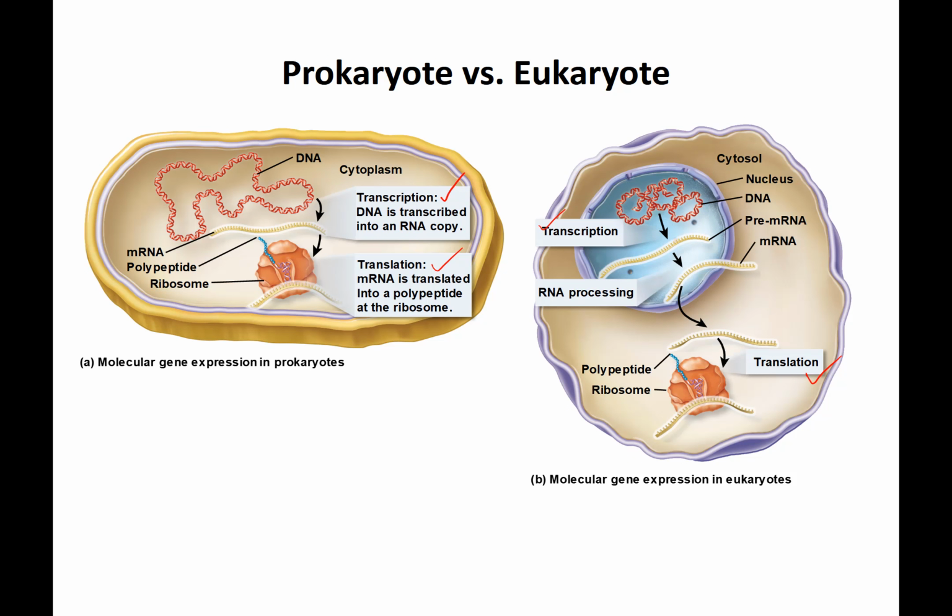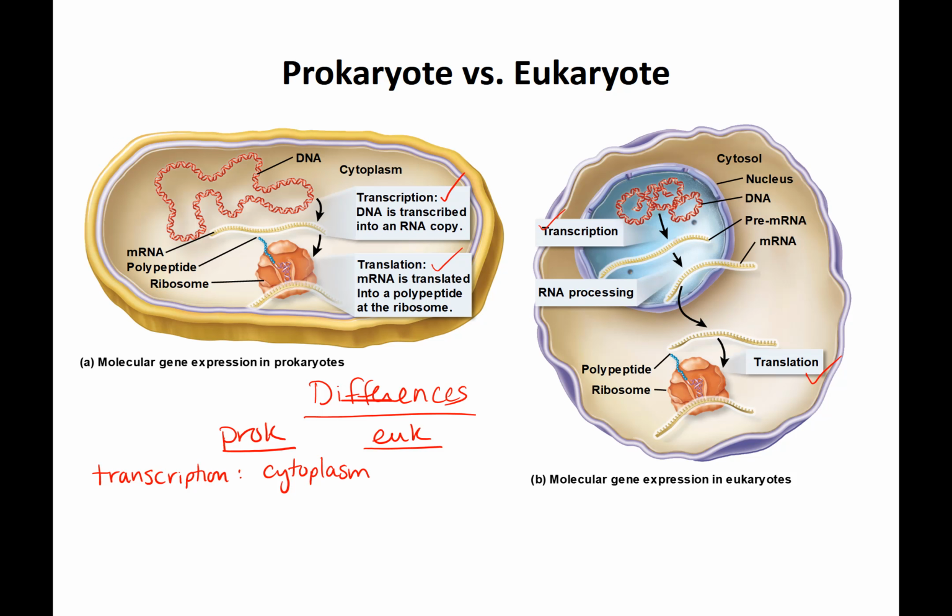Some of the differences are that in prokaryotes versus eukaryotes. Okay, in prokaryotes, transcription happens in the cytoplasm, where in eukaryotes, transcription happens in the nucleus. Right? And you know that prokaryotes don't have a nucleus. So they can't do transcription there. So they actually do all their gene expression in the cytoplasm.